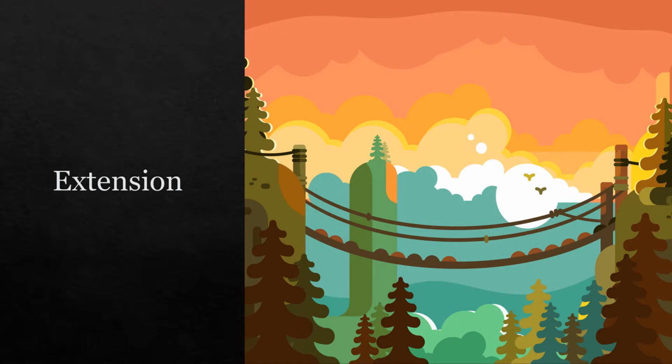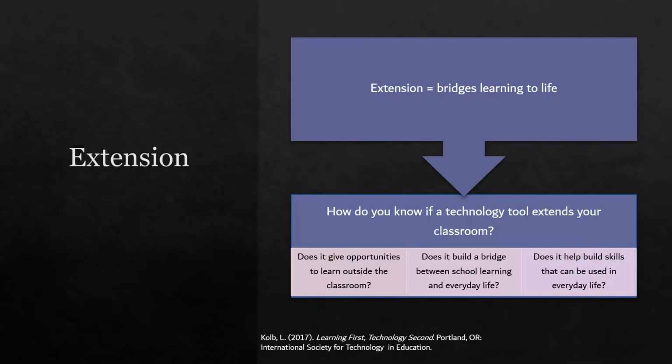The second technique that we're going to look at is extension. And you can see in the image that I included that there's an extension bridge there. Why a bridge? Because extension is creating a bridge between the classroom and everyday life events. There's our simple definition: bridge is learning to life. So 3 questions that we can ask when we're incorporating technology to determine if a tool extends the classroom.